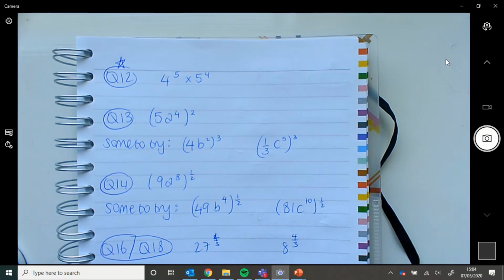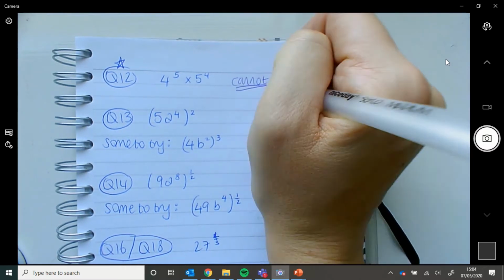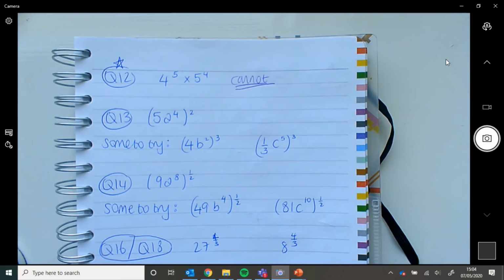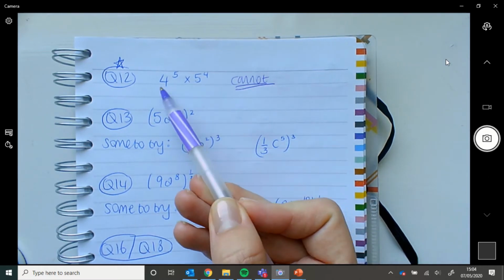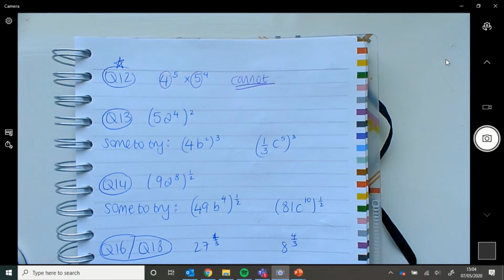A lot of us wrote here 20 to the power of 20. Some of us wrote 20 to the power of 9, etc. Or 9 to the power of 9. However, you cannot simplify. It's not possible. You can only simplify if the base, the thing that has got the power on it, is the same. Different to this.